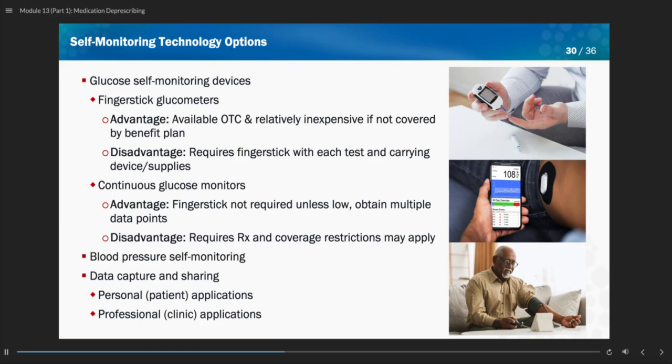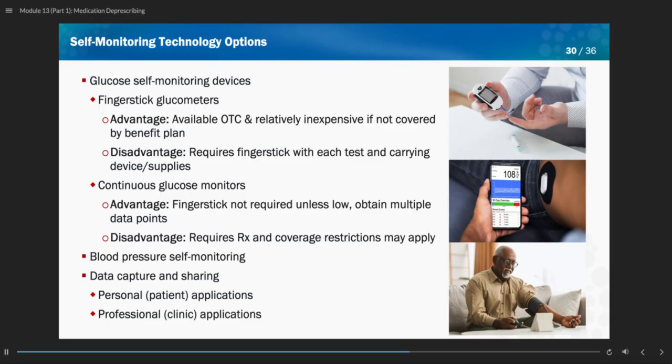Really, the only time with a continuous glucometer that you have to worry about doing a finger stick is if the patient has a low that is falling pretty rapidly or too low for the continuous glucose monitor to measure, or if the patient has seen an alert on the continuous glucose monitor that might indicate a malfunction. The disadvantage is this does require a prescription, and there might be coverage restrictions that could apply. For instance, some plans may not cover in any situation a continuous glucose monitor for a patient with type 2 diabetes.